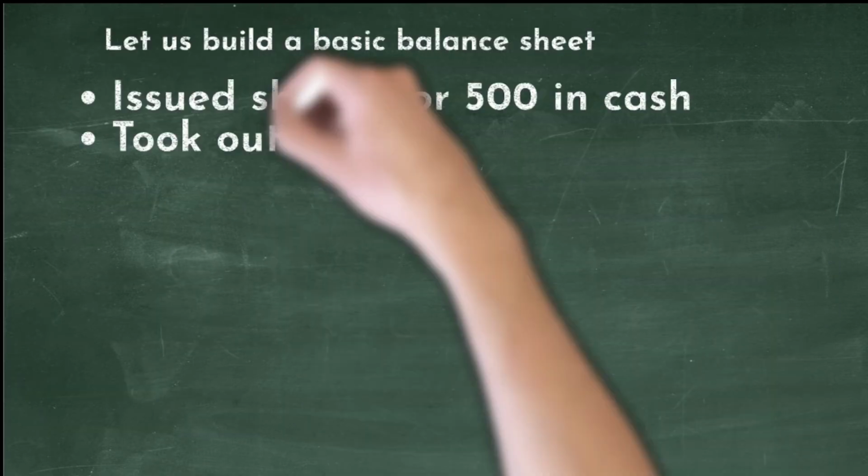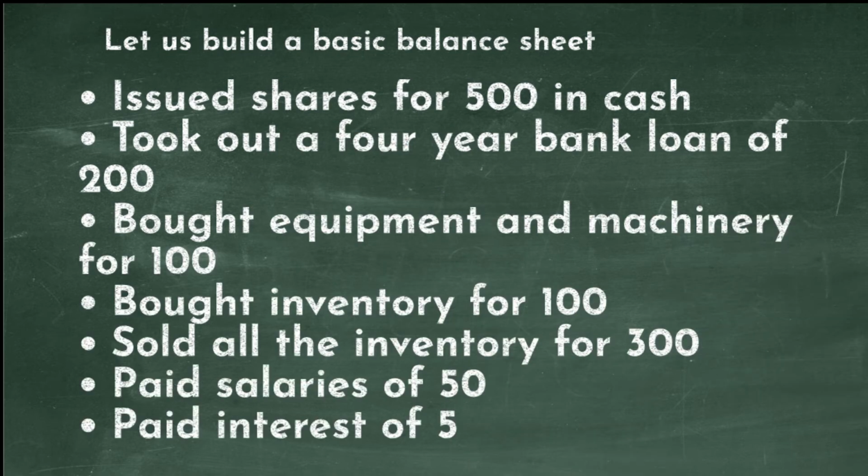So let's now build our own balance sheet with these following assumptions. We'll say that issued shares is for $500. So let's just say $500 in common stock. And obviously, with big companies, these are going to be in the millions and billions. But for simplicity's sake, let's keep these numbers low.